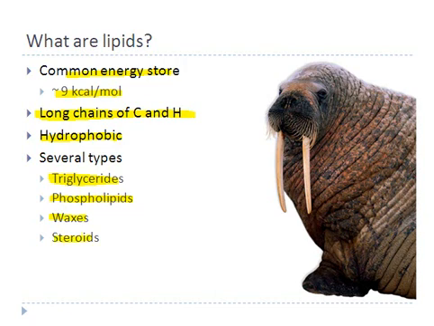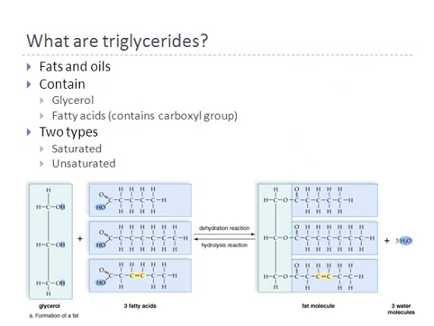So let's look at the first one. What are triglycerides? The common names for triglycerides are fats and oils. When we say fats, I'm talking about solid fat that can stay at room temperature. For example, Crisco or butter or margarine, or lard, these would all be fat. Oils would be vegetable oil, canola oil, or olive oil. These would all be your liquid triglycerides.